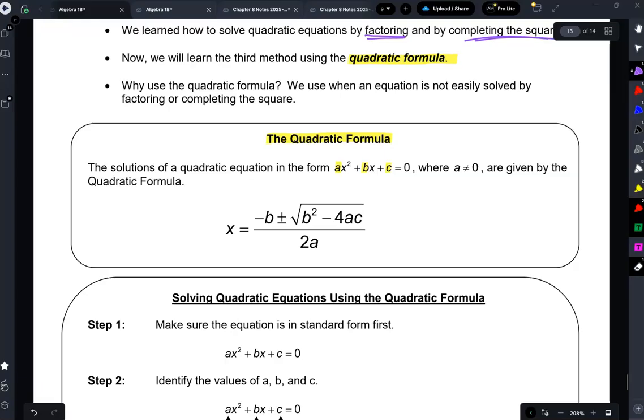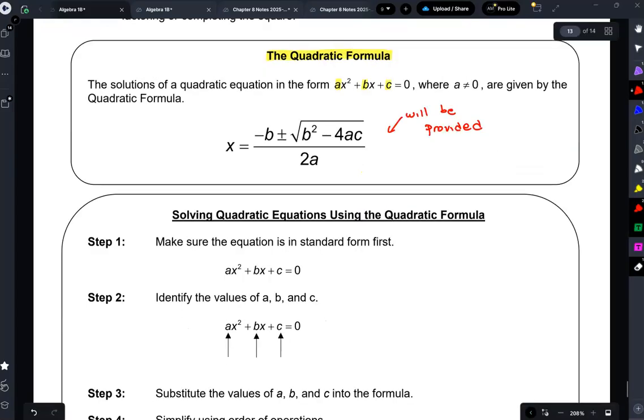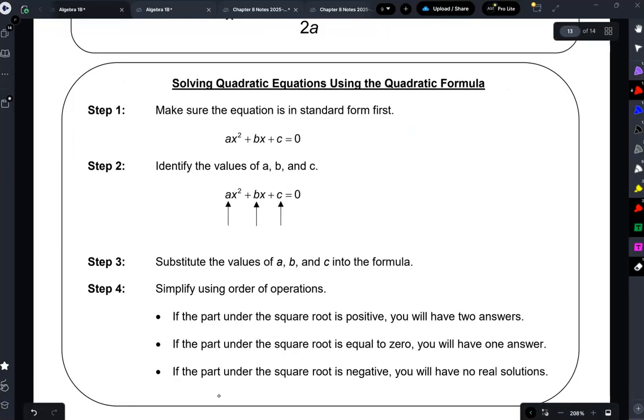You need to know how to use this formula, but it will be provided, so you don't have to memorize it. You do need to use it correctly, however. Okay. All right. So how do we solve a quadratic equation using the quadratic formula? You select your a, b, and your c, and then you substitute into the formula.